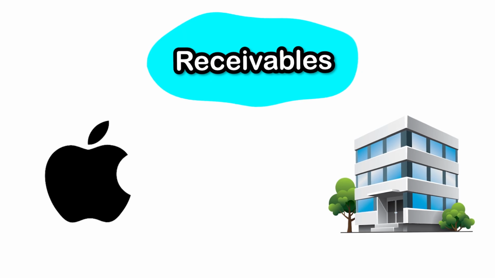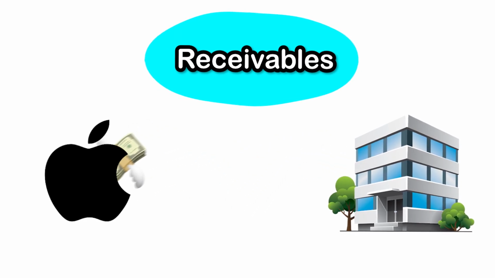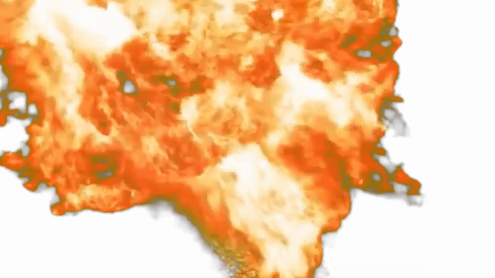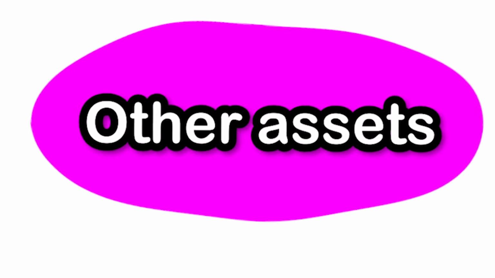Going over it one by one, cash and cash equivalents is just what Apple has. Receivables is money that is owed to Apple, so that is people that are in debt to Apple. Inventory is the amount of stuff that Apple owns, of course in dollars, so it is the value of the stuff that Apple owns. And then lastly, other current assets is just the rest, oversimplified of course.